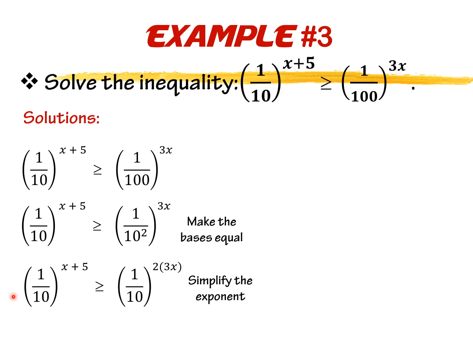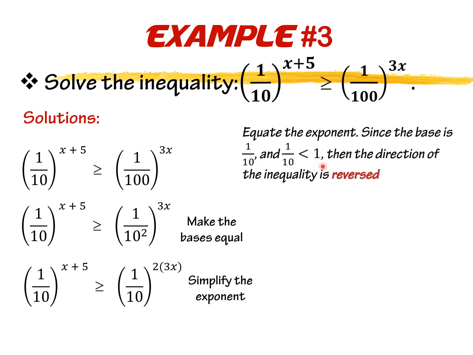Now, since they have the same bases now, we can get the inequality. But again, we have to consider the base. So the base is 1 over 10, and 1/10 is less than 1. Since it is less than 1, the direction of the inequality will be reversed. So we will have x plus 5. Instead of greater than or equal to, we will have less than or equal to. And then you have 2 times 3x, that will give you 6x.